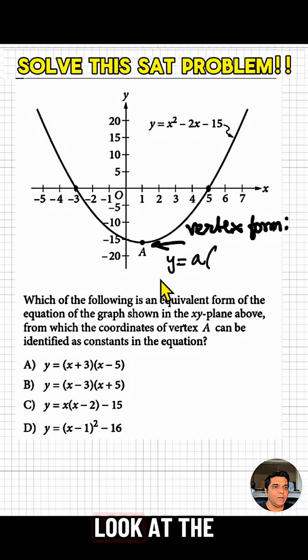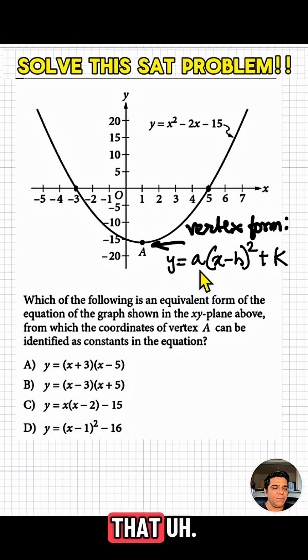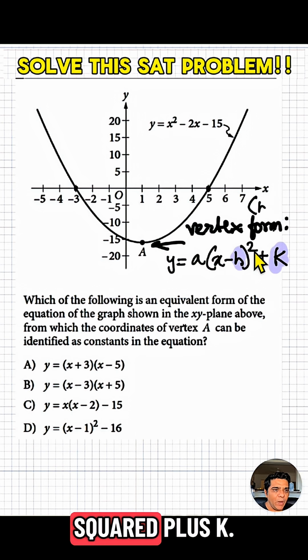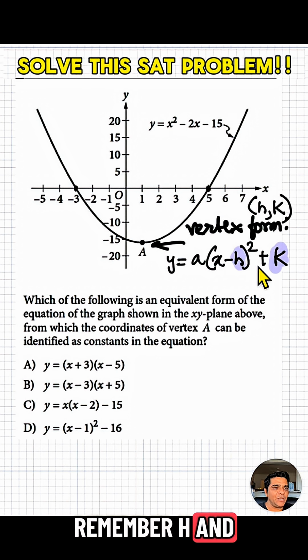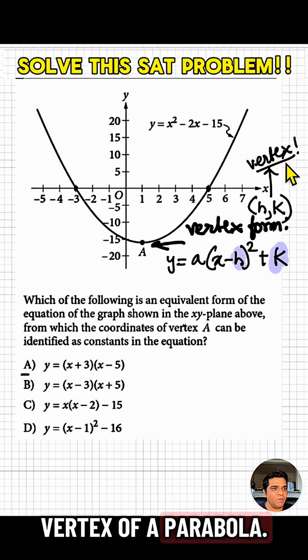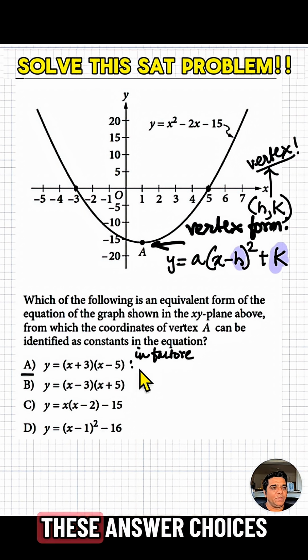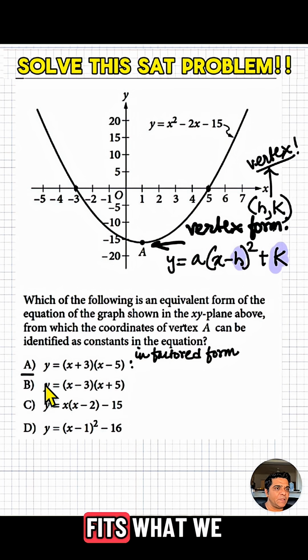But before that, let's take a look at the vertex form of a parabola. y equals a, where a is a coefficient that makes the parabola open up or down, times (x minus h) squared plus k. Now if you remember, h is the x value and k is the y value of the vertex of a parabola. All right, so let's go ahead and see if any of these answer choices fits what we are looking for.